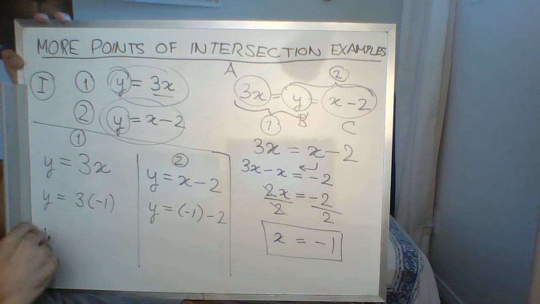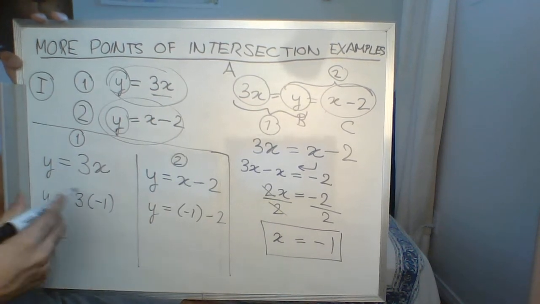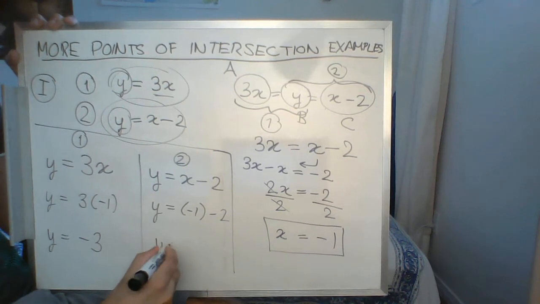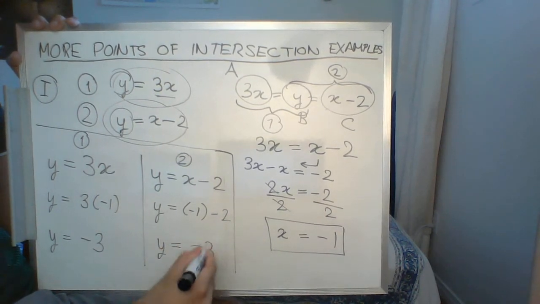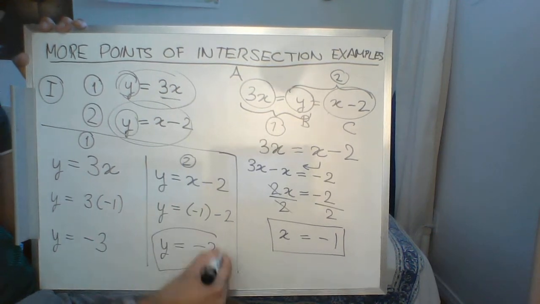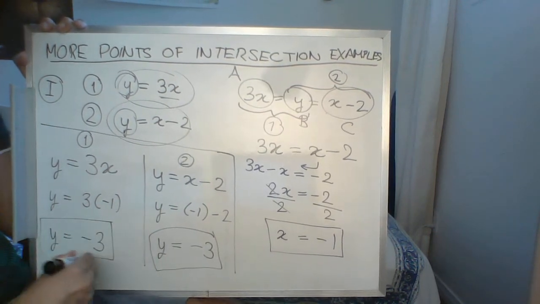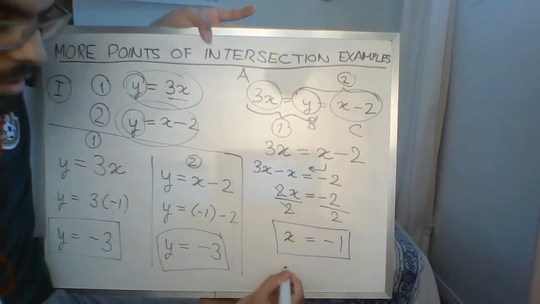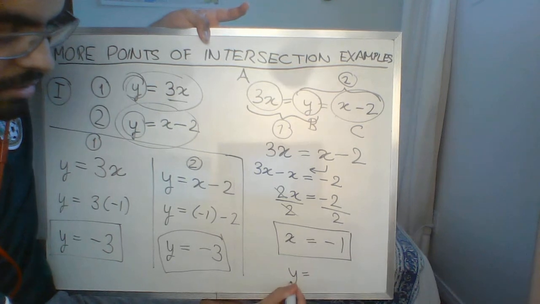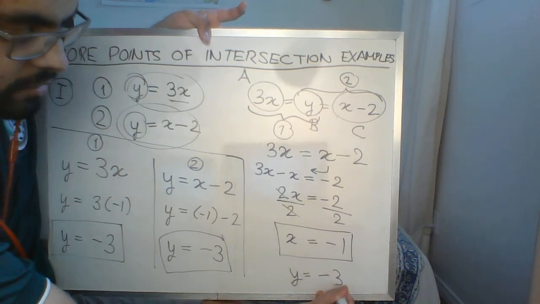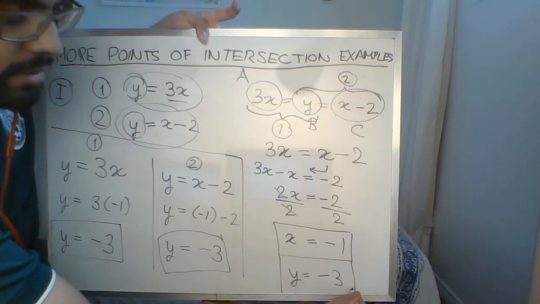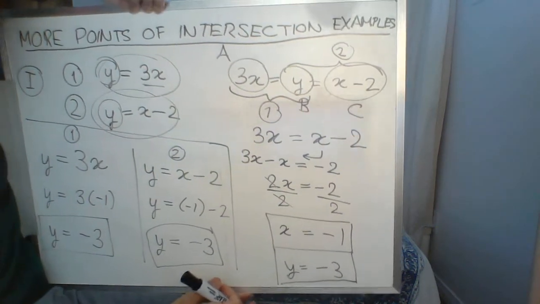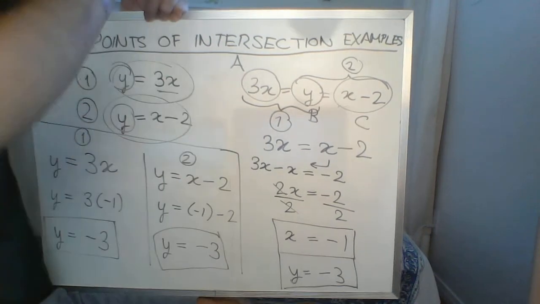So now if I go ahead and do the calculation, on the left side, 3 times negative 1 is negative 3. And on the right side, negative 1 minus 2 is negative 3. So this tells us that our y-coordinate for our point of intersection needs to be negative 3. So we've got y is equal to negative 3. And so we can put a box around that as well. Right there. Fantastic.